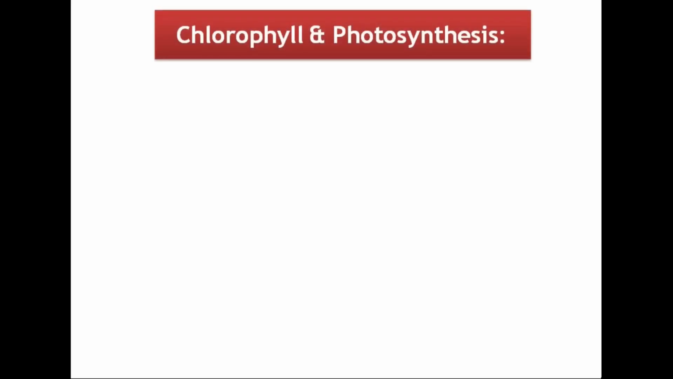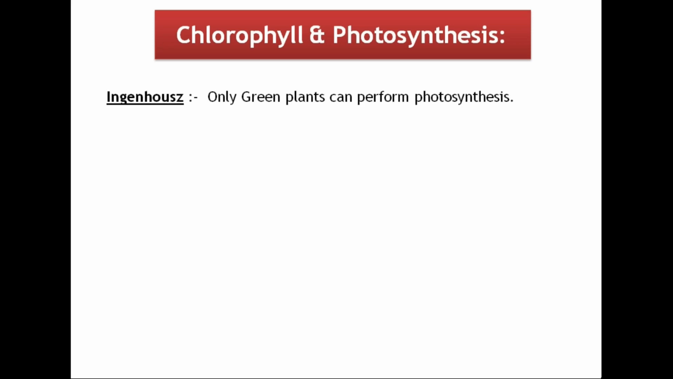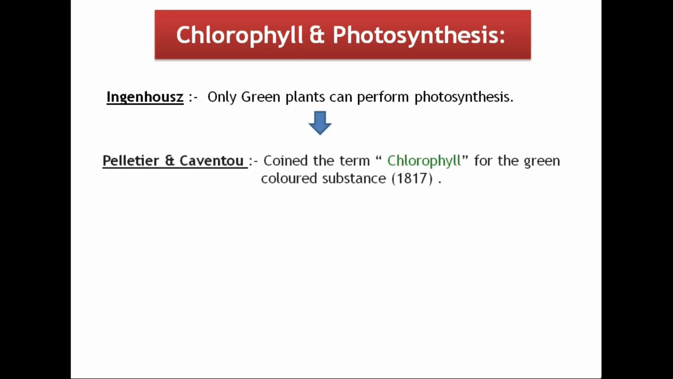Now, let us discuss the relation between chlorophyll and photosynthesis. Where does photosynthesis take place? John Ingenhousz, in his further experiments, proposed that only the green plant parts could carry out the process of photosynthesis. In the year 1817, two scientists, namely Pelletier and Caventou, obtained an extract of the green colored substance and named it chlorophyll, which literally means green leaf.